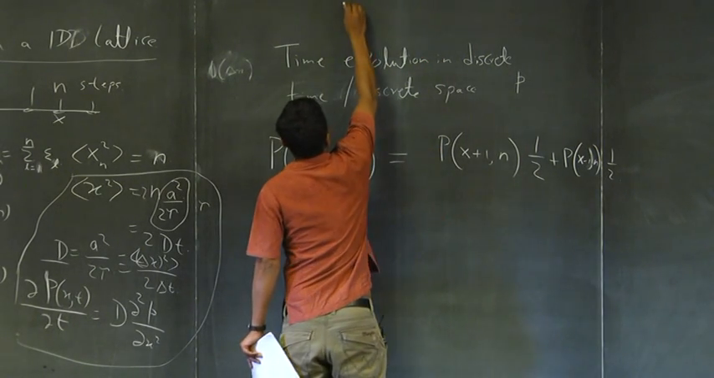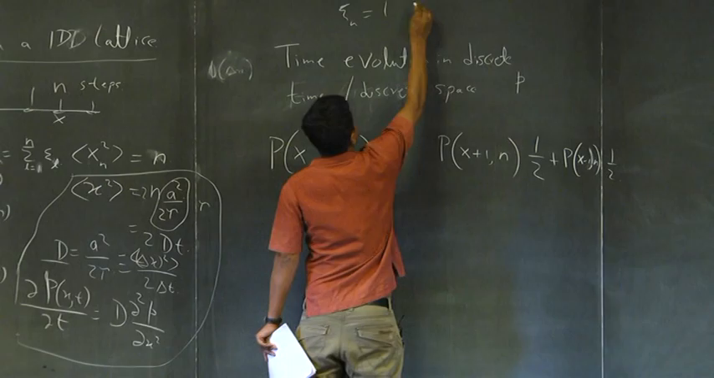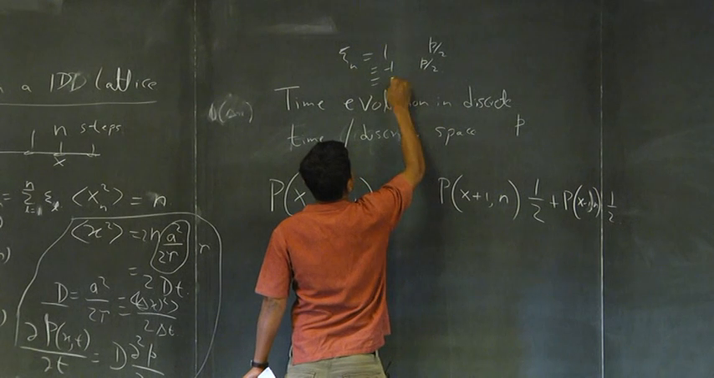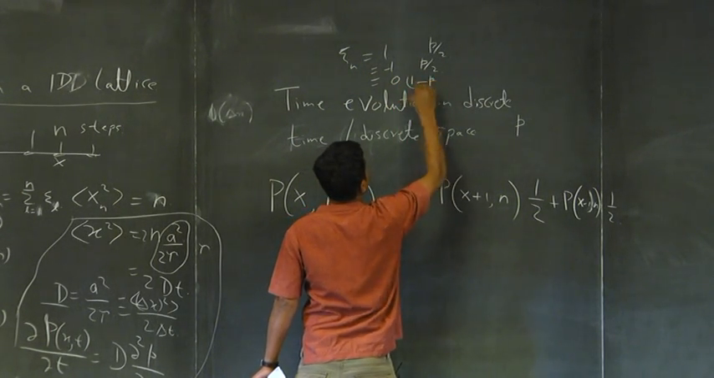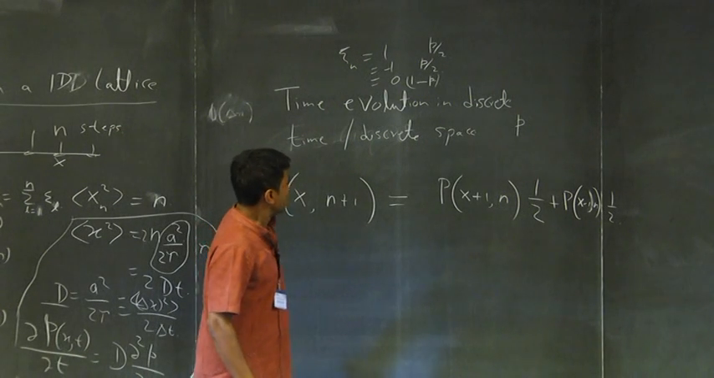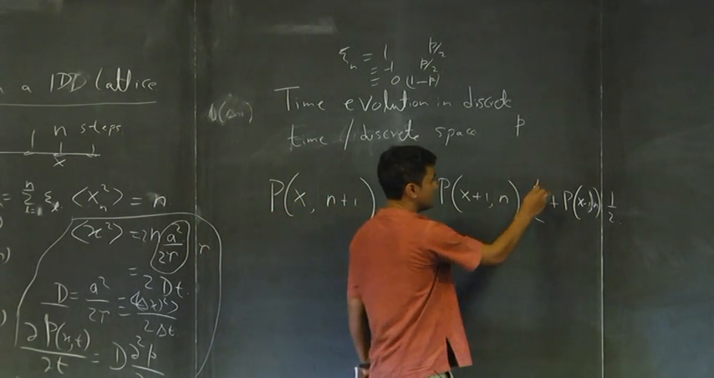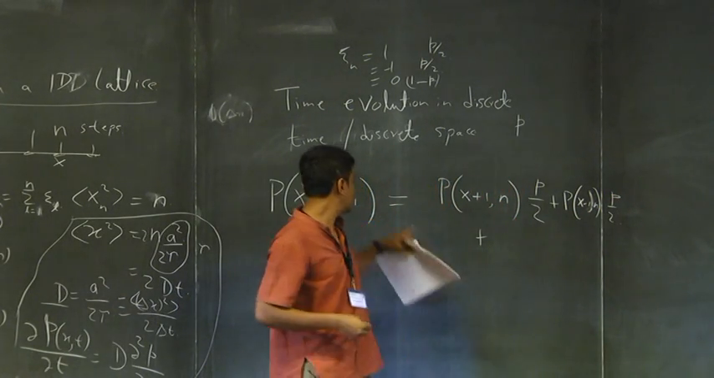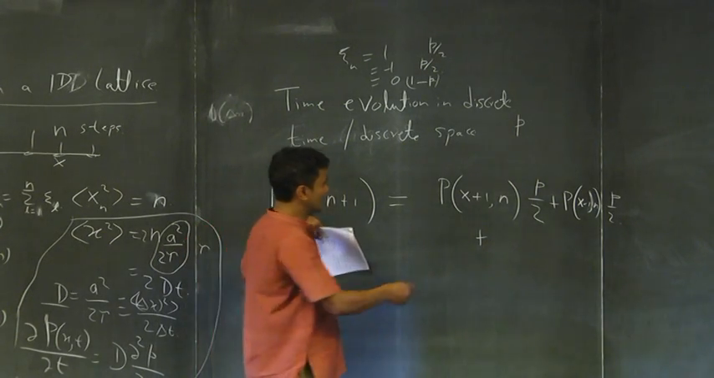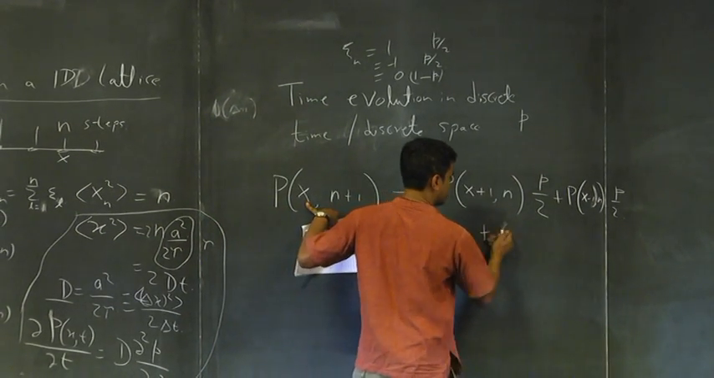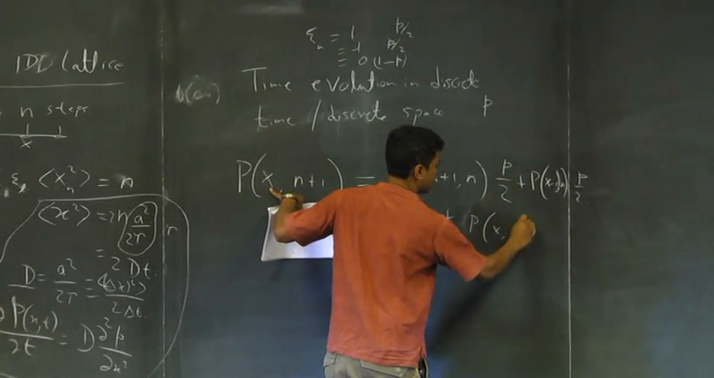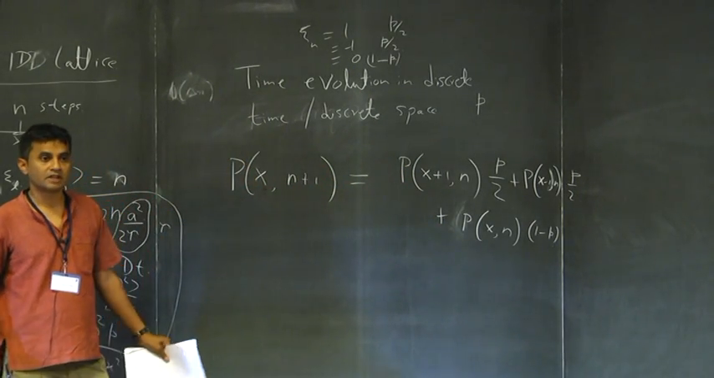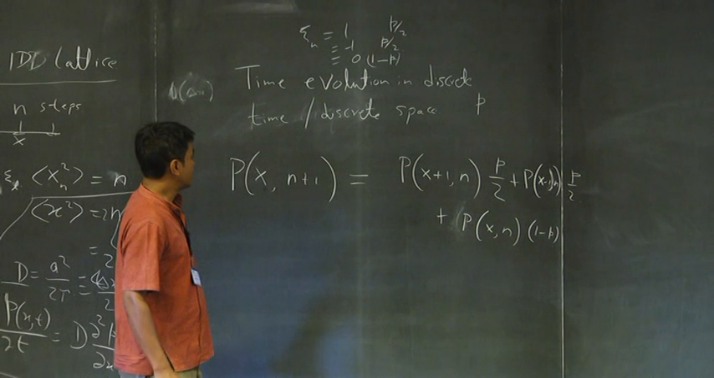Okay, so probability p by 2. Total probability has to be 1, right? So then this will change a bit. This becomes p, and then I also have a probability that it was at this site only and I didn't move. So that's the probability I don't move. Is this clear?